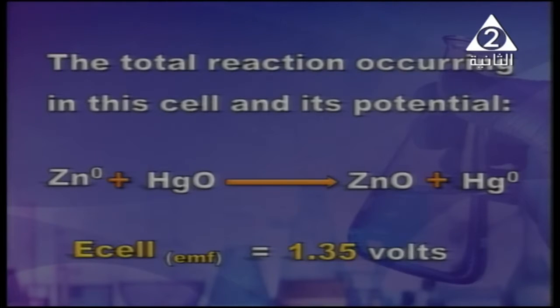This is all about the mercury cell: the anode, the cathode, the electrolyte, the total reaction, and the EMF. You must know this very important knowledge about any cell. Again, the anode, the cathode, the electrolyte, the E cell, and the total reaction.